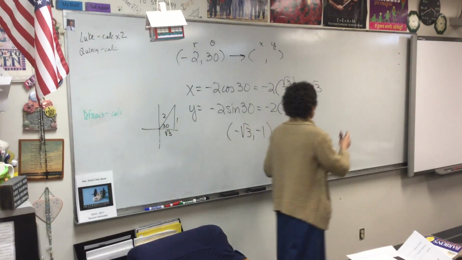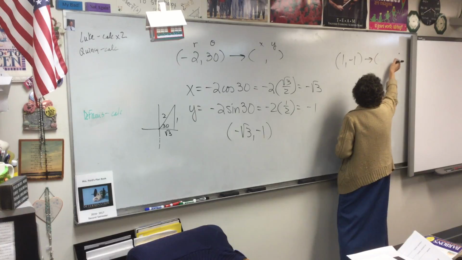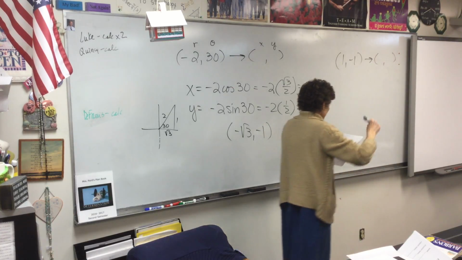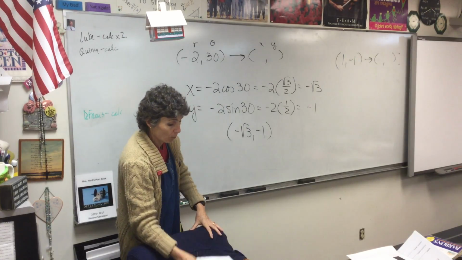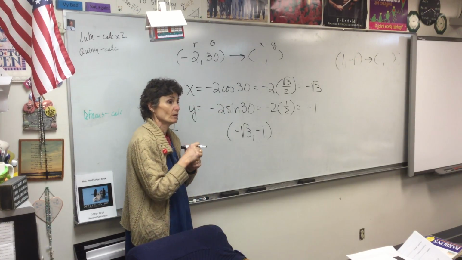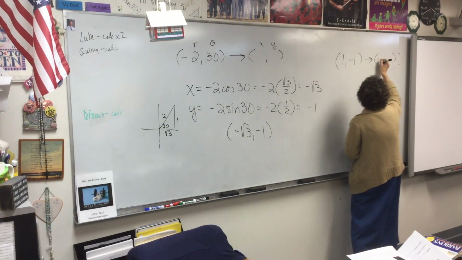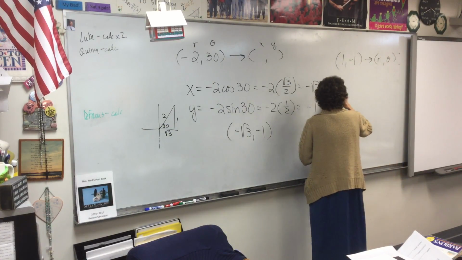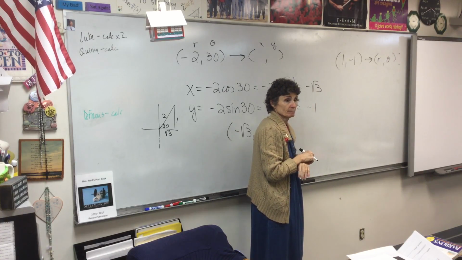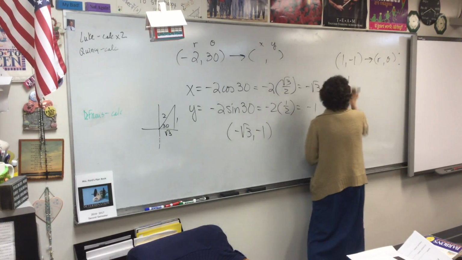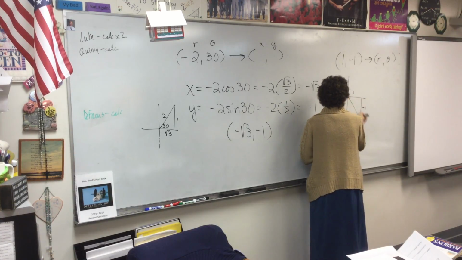Convert to polar coordinates. Now, this is number 2. What am I looking for then? I'm converting to polar coordinates, so what am I looking for? r and theta. All right. So how do I go about finding r and theta? I draw a little picture of it. Over 1, down 1. So here's r.